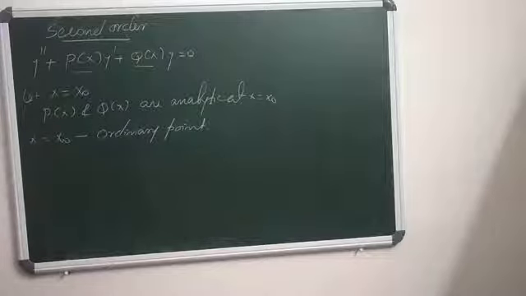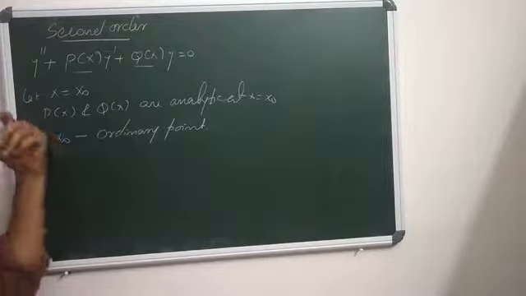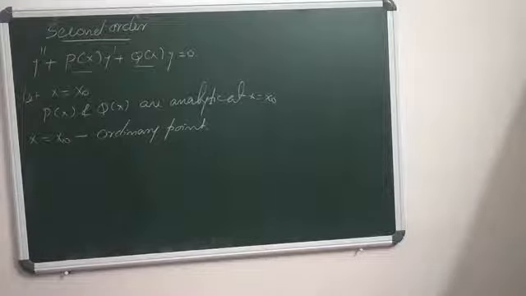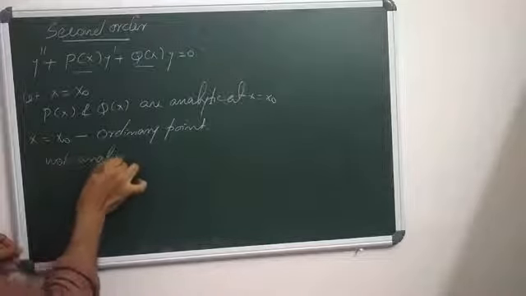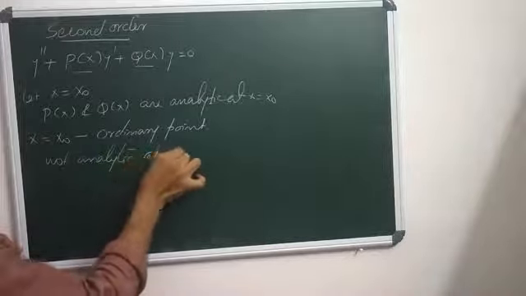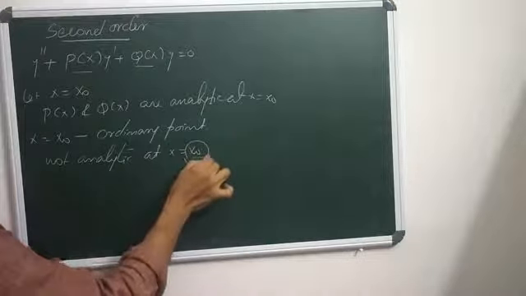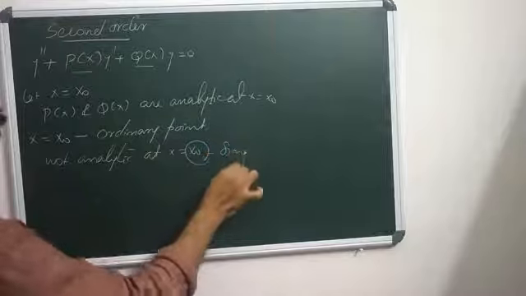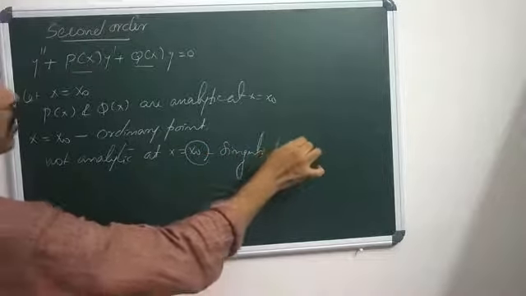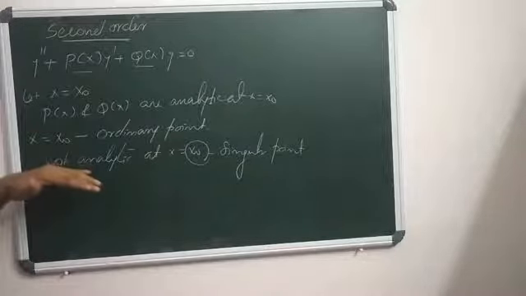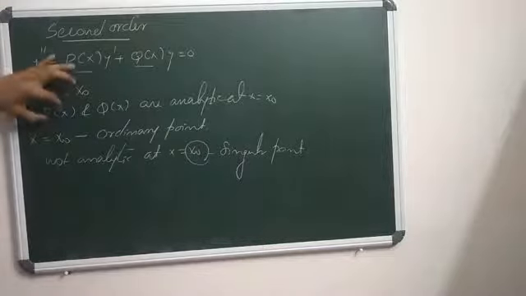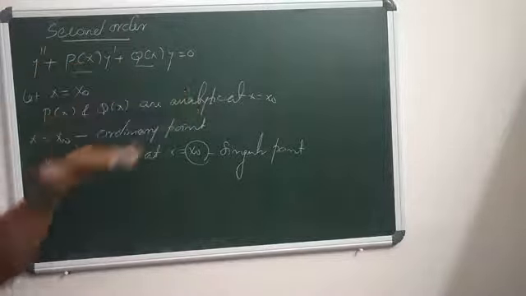If either p of x or q of x or both of them fail to be analytic at x equals x naught, then this x naught is said to be a singular point. The point x naught is said to be singular whenever it is not an ordinary point. It becomes an ordinary point only when p of x and q of x are analytic at that particular point.